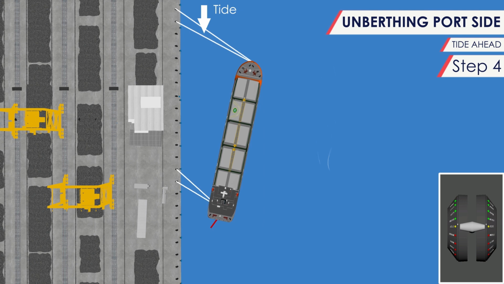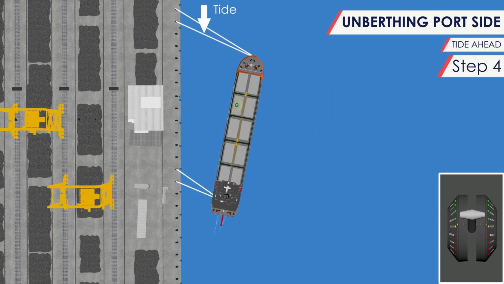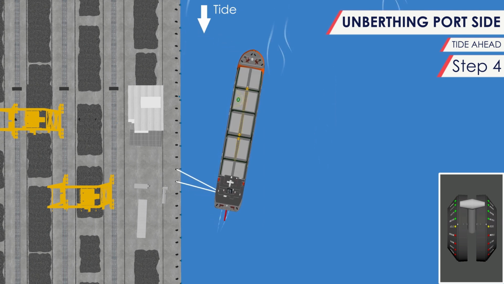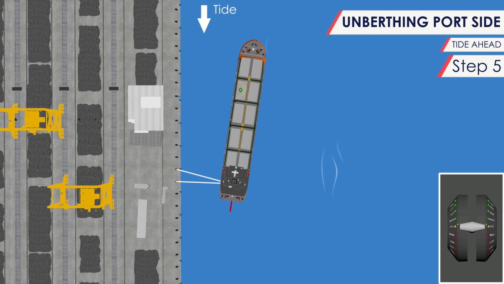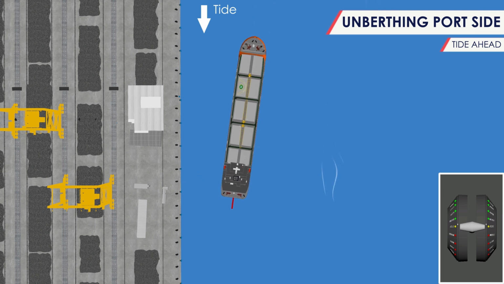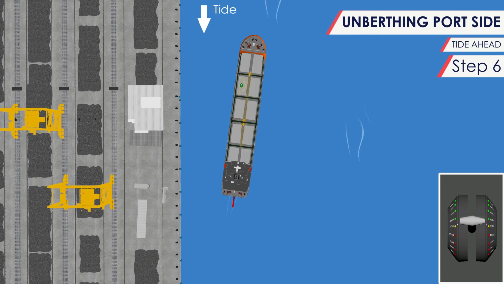Step 4, I will give half a head on engines and let go forward. Step 5, I'll stop engines and let go aft. Step 6, once clear, I'll put engines ahead to clear the berth into the tidal stream.